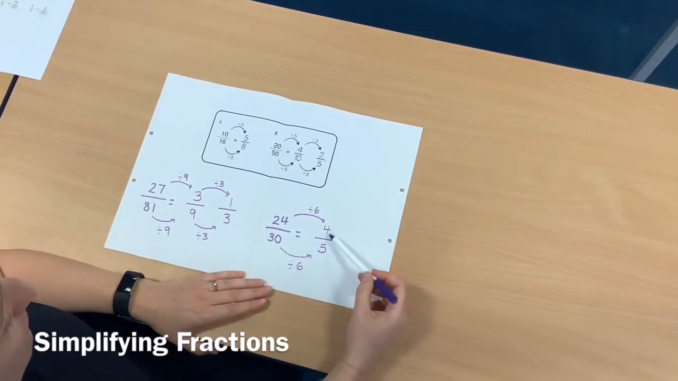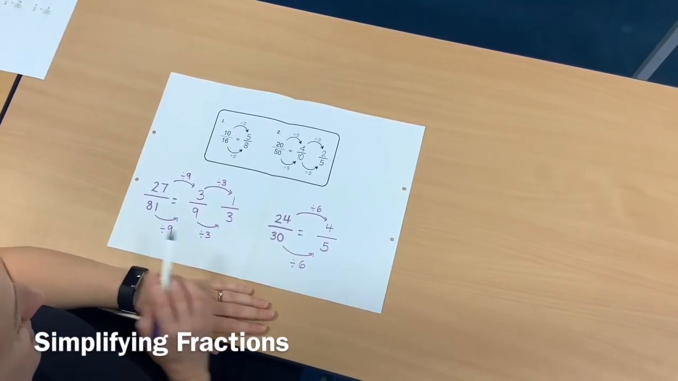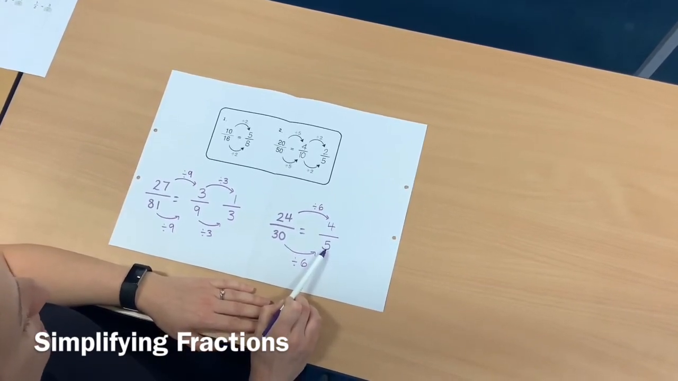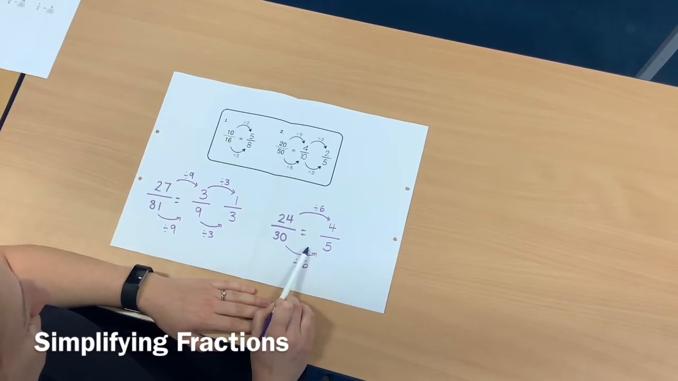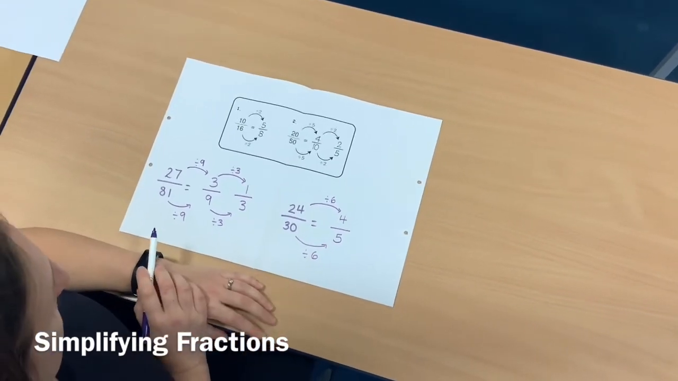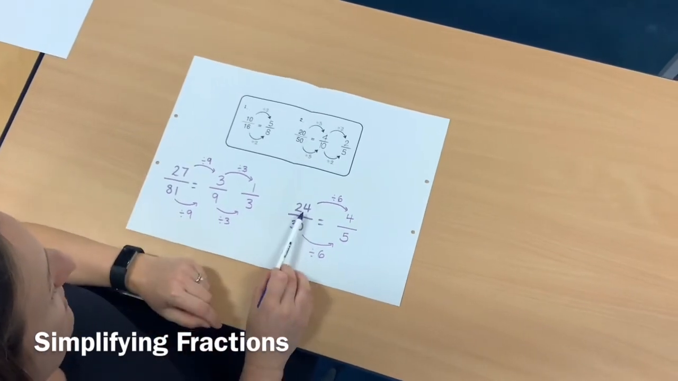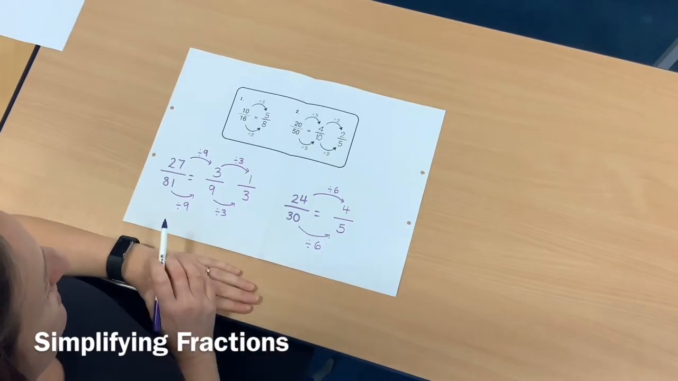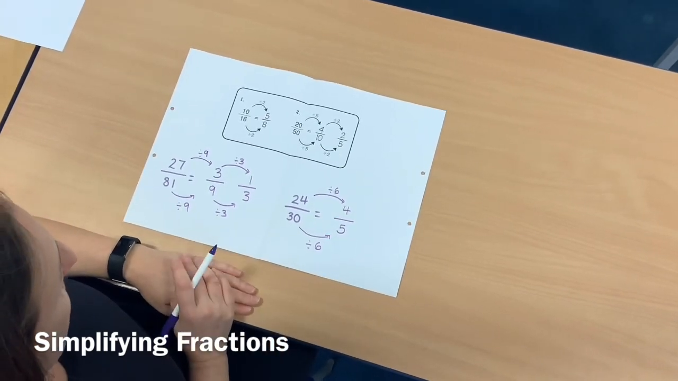Now, 4 and 5 are not going to share any factors. I know this because 5 is actually a prime number. The only factors that 5 has are 1 and 5, and 5 itself is not a factor of 4, so that's where I need to stop. So 24/30 cancels down to 4/5, and we call that the simplest form.